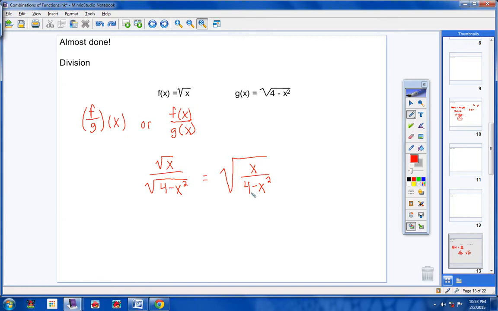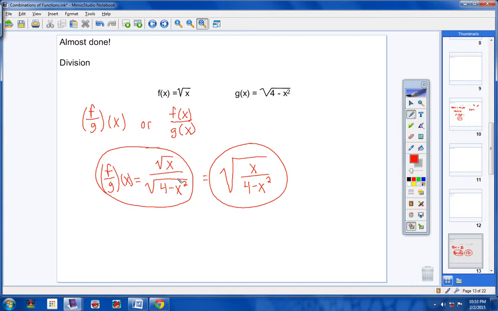So to be honest with you students, there's really no need to write your answer like this. Now, if you did, I have no problem with this answer. But the more acceptable answer would be this right here. There's really nothing you can do. So you're finished. So f divided by g of x equals this right here. Okay? This expression right here.